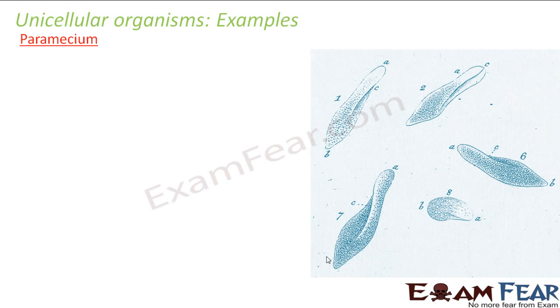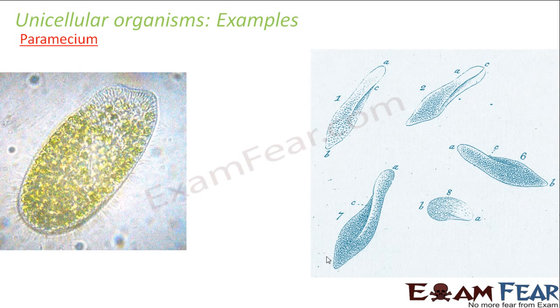The next example is a paramecium. What is a paramecium? It is again a kind of protozoa. So these are ciliate protozoa. What is ciliate protozoa? That means protozoa with cilia. Cilia means these structures. If you see, there are small hair-like structures. So these hair-like structures are known as cilia. Since these kinds of protozoa have cilia over their bodies, they are known as ciliate protozoa. So paramecium falls under the category of ciliate protozoa.